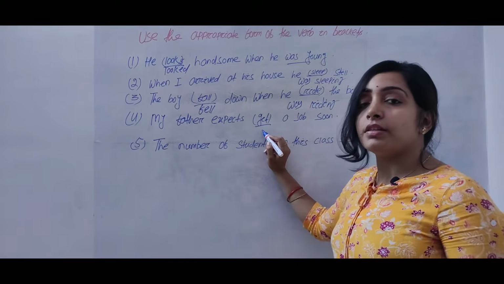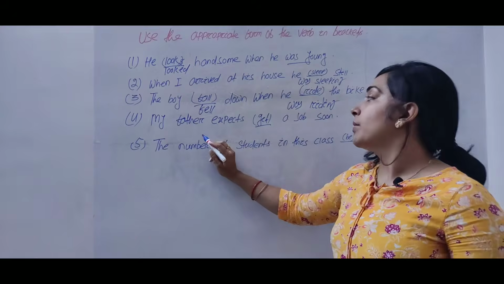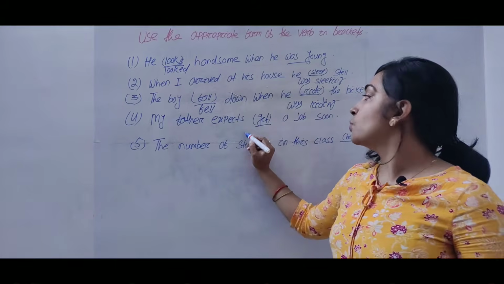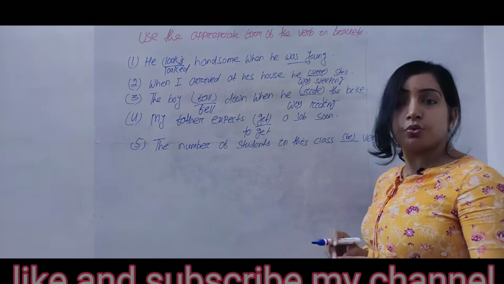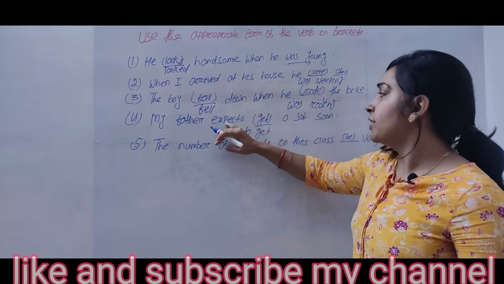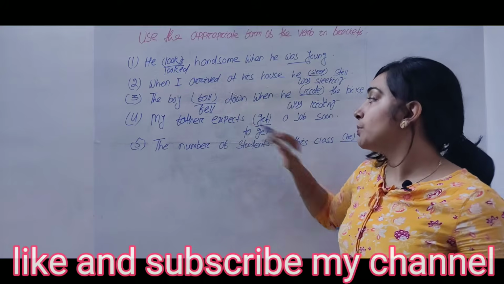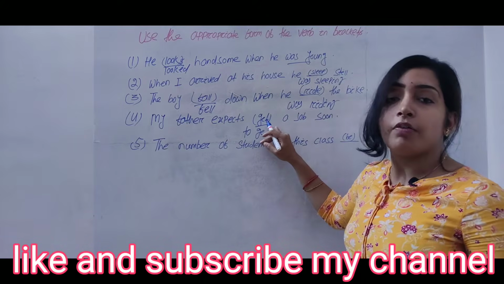Next sentence, my father expects there's a job soon. Here the verb in bracket is get. My father expects to get a job soon. Here it is different. We have to use the infinitive with to.